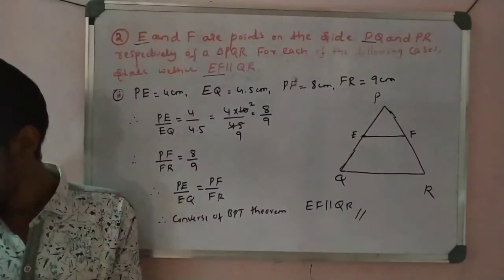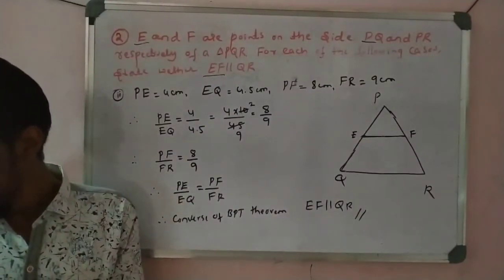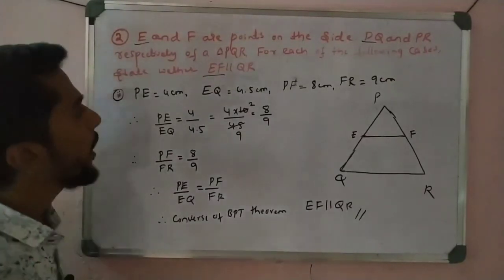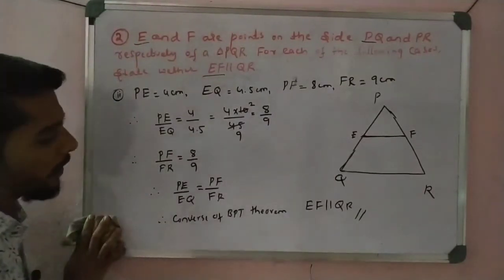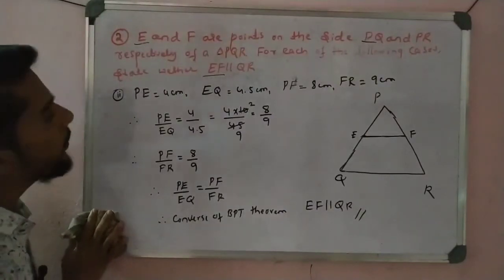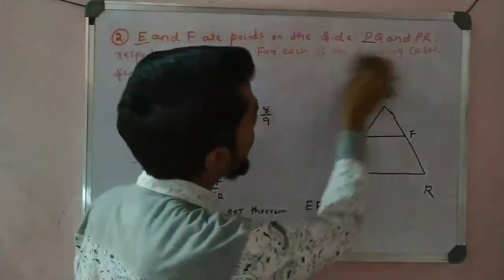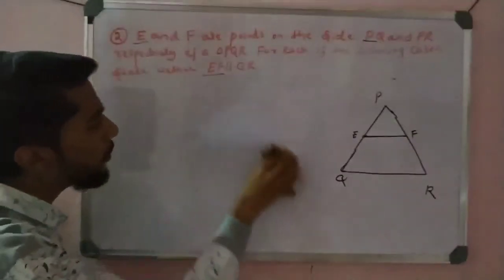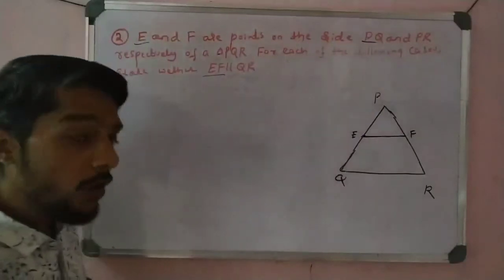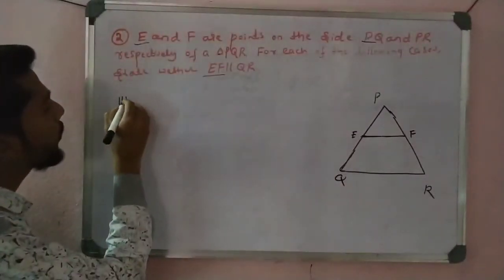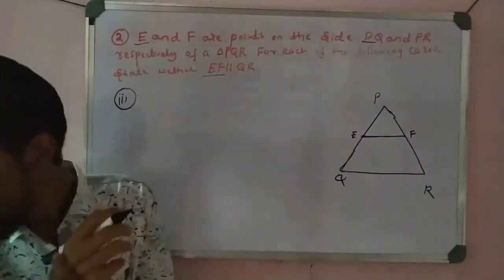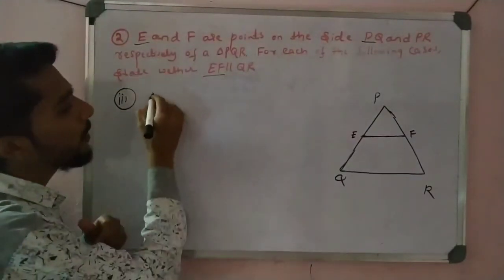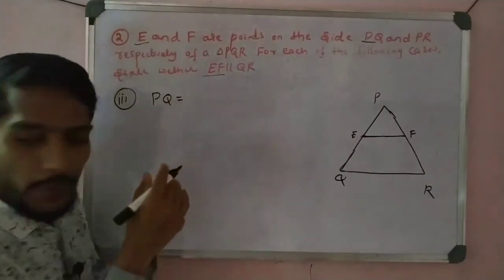Next, take Roman 3. Pause the video and write down this one. It is the same diagram, and it is the last one, for you to do yourself. Say in the comment box whether it is parallel or not, yes or no. As homework, write your answer in the comment box. PQ is given.